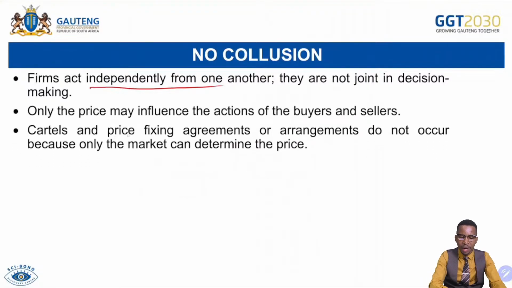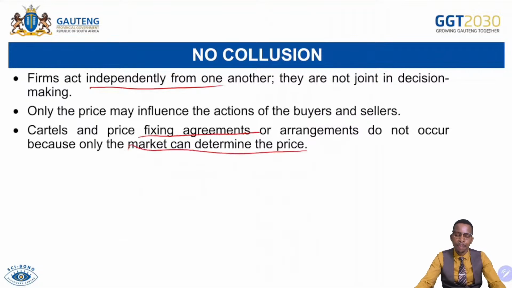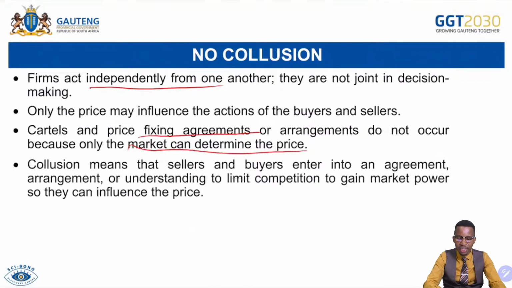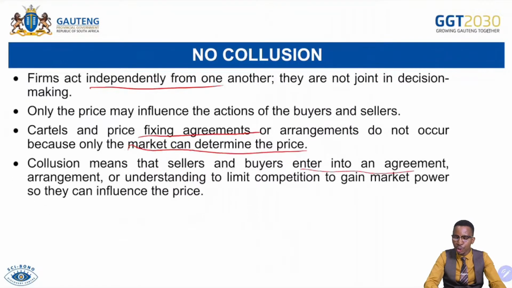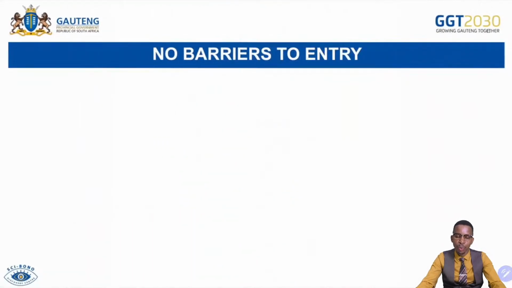Cartels and price fixing agreements do not exist, because only the market can determine the price under perfect market. Collusion means that sellers and buyers enter into an agreement or understanding to limit competition to gain market power so they can influence the price. Under perfect market, we don't have such. The market is the only one responsible to set the price.